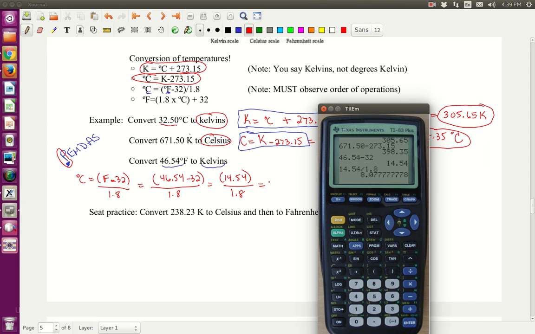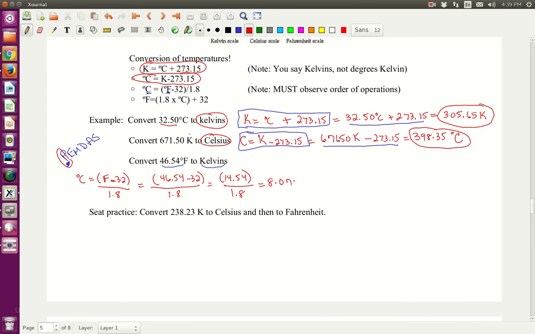14.54 divided by 1.8. I get 8.07777 forever. I'm going to round it just a little bit. 8.078 or 8.08 or 8.1. All of these would be okay for this particular problem. This is degrees Celsius. I'm going to use 8.1 degrees Celsius. That's the first part. Now, have I answered the question yet?